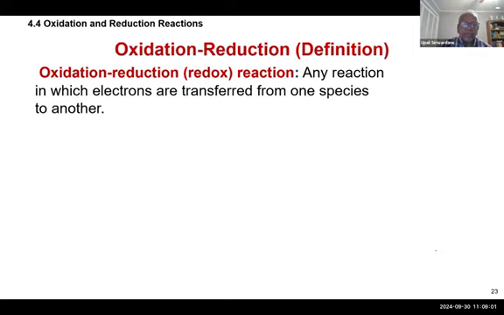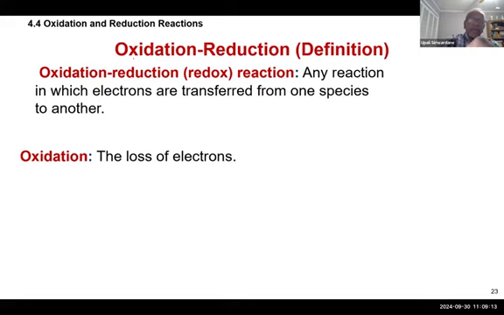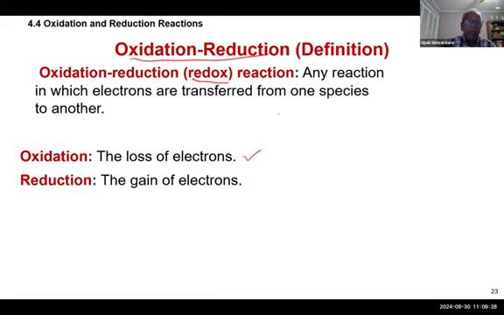As electrons are transferred from one compound to another. That's the characteristic of oxidation reduction reaction. Oxidation reduction is abbreviated redox, reduction oxidation. The definition of oxidation is loss of electrons. If an atom loses an electron, that's oxidation. Reduction is gain of electron.